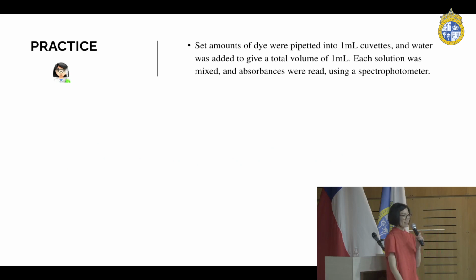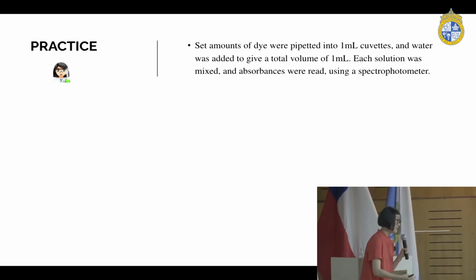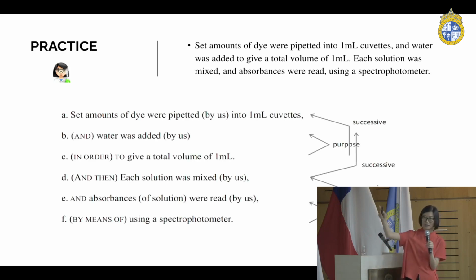Now, next one, practice. So practice is very important. Students have to do some lab work, I believe, right? That's in most science disciplines, right? So practice, basically we have to follow the steps of doing the experiment, right? So in this case, a set amount of dye was pipetted into a 1 milliliter cuvette, and water was added to give a total volume of 1 millilitre. Each solution was mixed and absorbances were read using a spectrophotometer. Okay, so that's an experiment a student did very early on in their first year. And again, break down step by step.